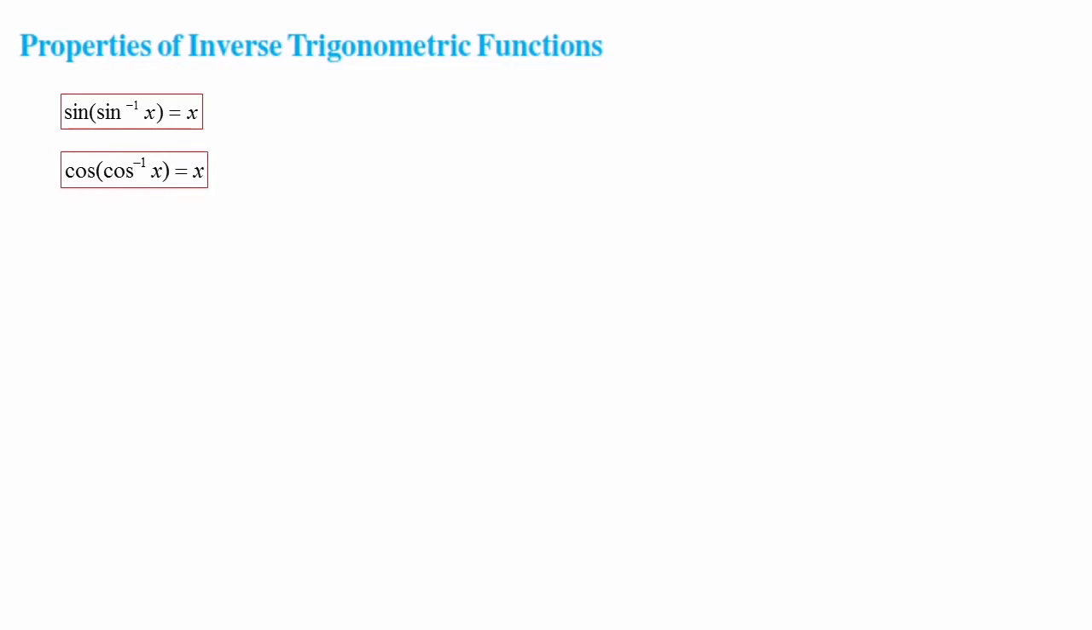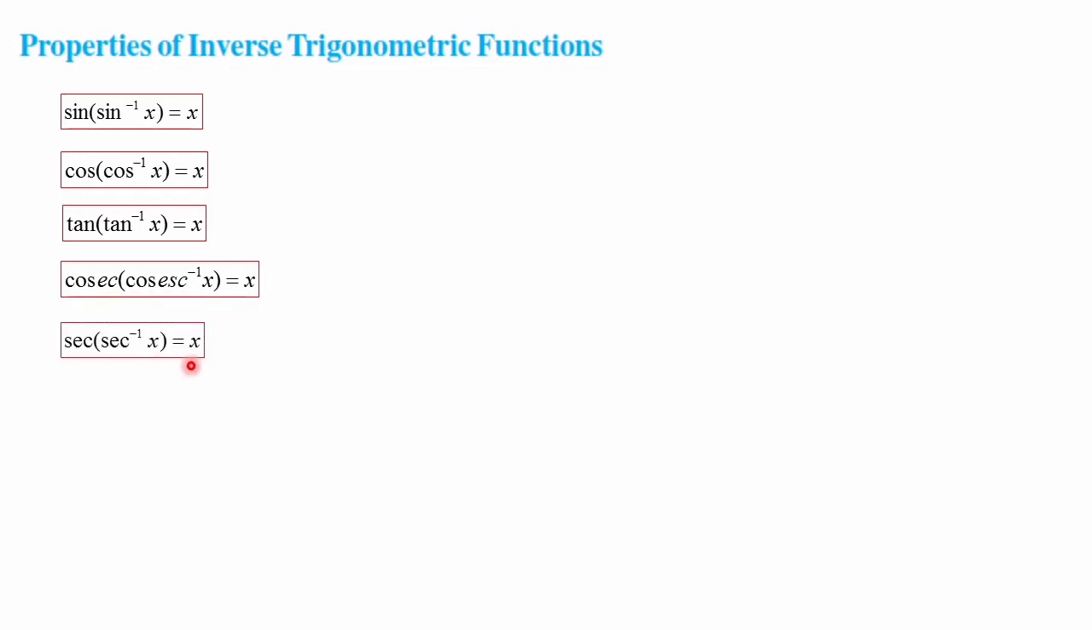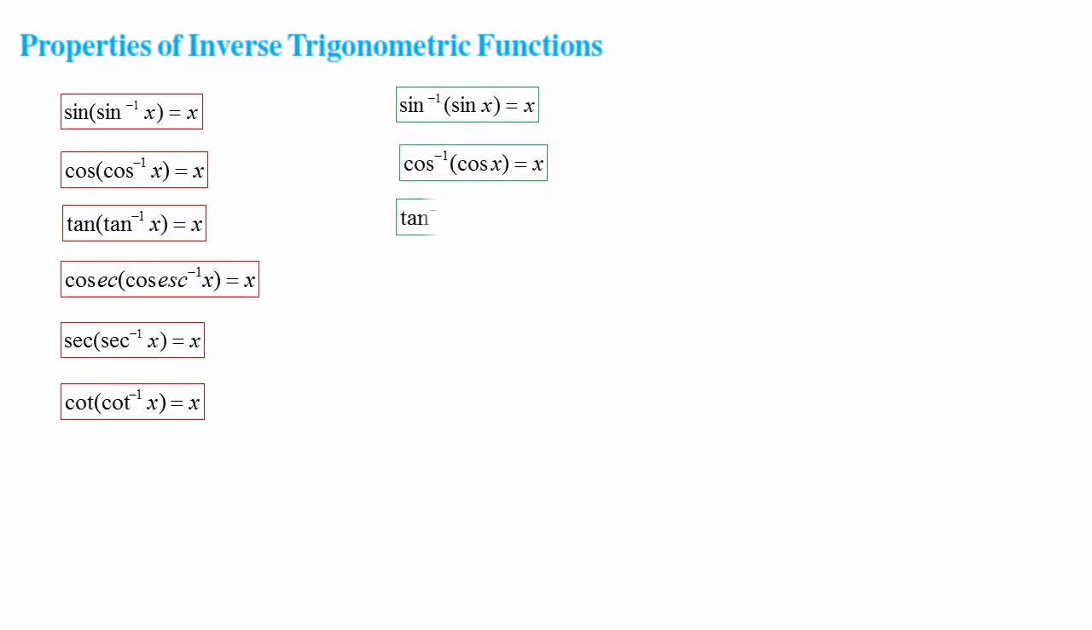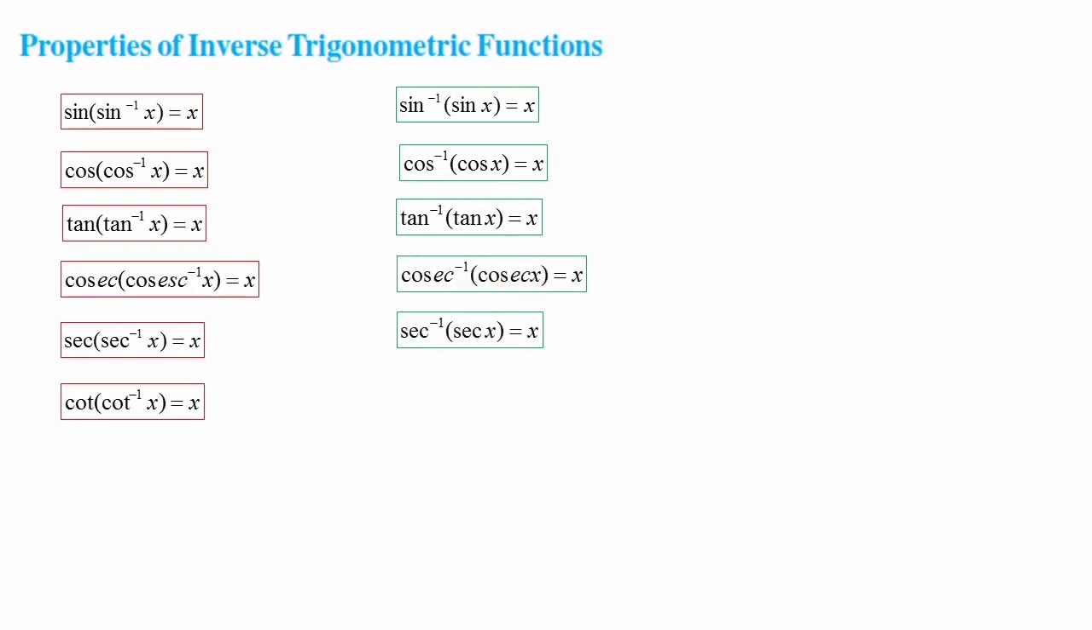Next, let's recall the properties of inverse trigonometric functions. Sin of sin inverse x is equal to x, cos of cos inverse x is equal to x, tan of tan inverse x is equal to x, cosec of cosec inverse x is equal to x, sec of sec inverse x is equal to x. Finally, cot of cot inverse x is equal to x. Another set: sin inverse of sin x is equal to x, cos inverse of cos x is equal to x, tan inverse of tan x is equal to x, cosec inverse of cosec x is equal to x, sec inverse of sec x is equal to x, and cot inverse of cot x is equal to x.